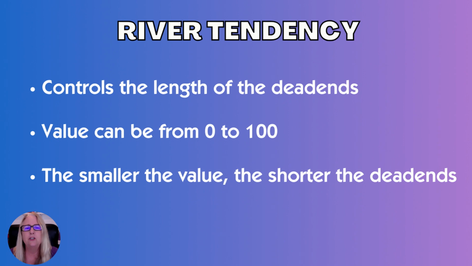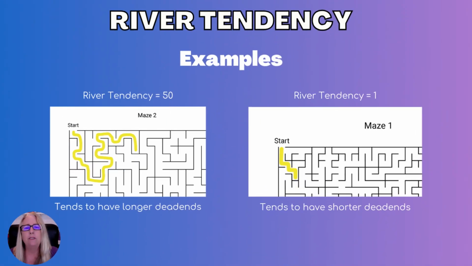The river tendency controls the length of the dead ends in the maze. This input could range between 0 and 100. The smaller this value, the shorter the path of the dead ends. In this example, you can see that a river tendency of 50 resulted in a longer dead end path, while a river tendency of 1 resulted in a shorter dead end path.